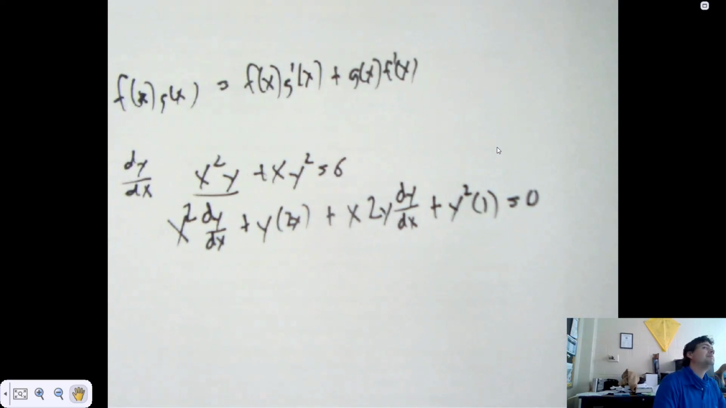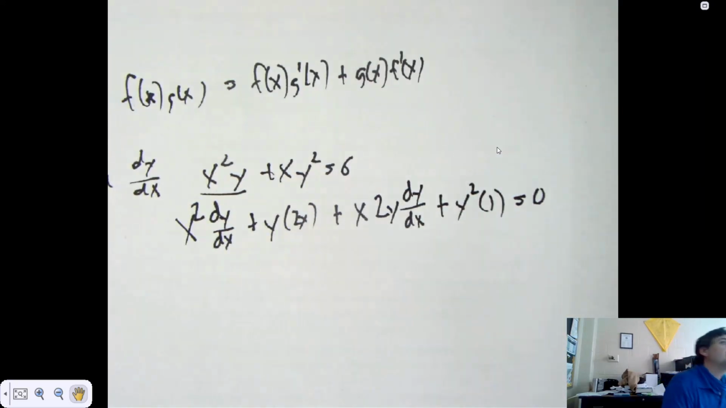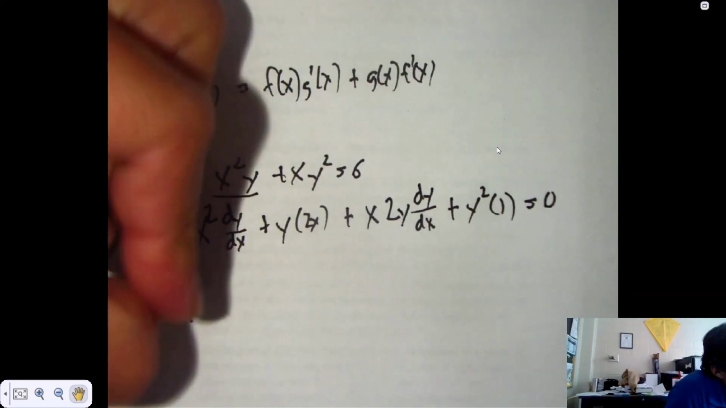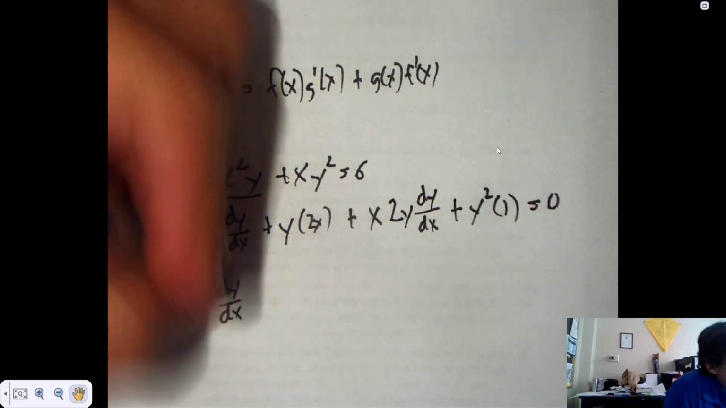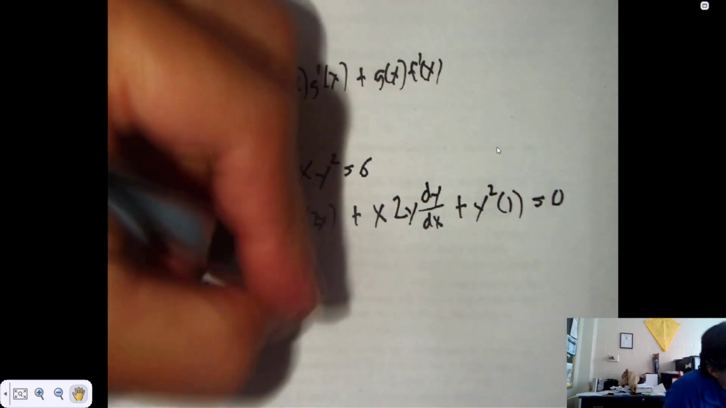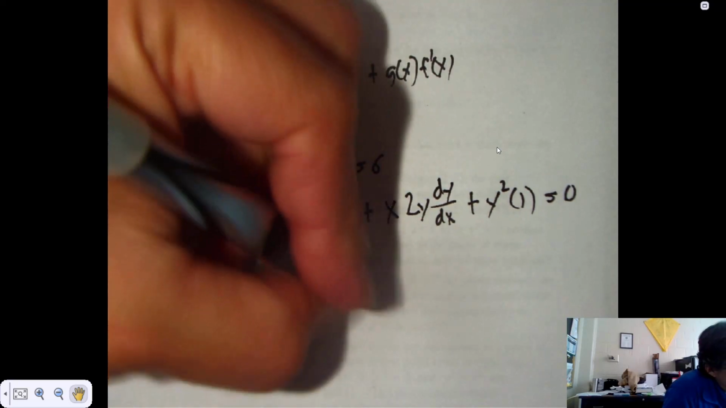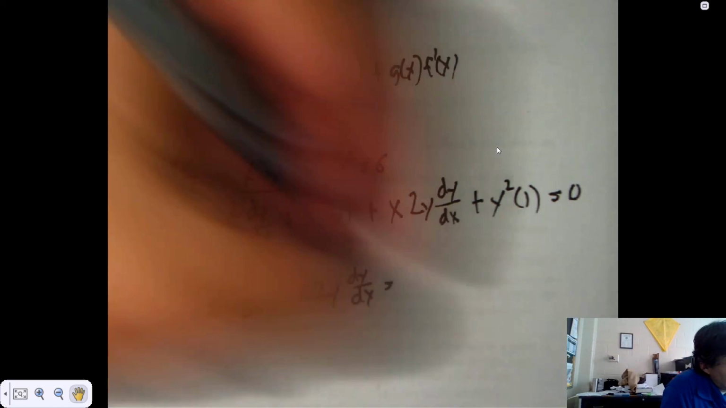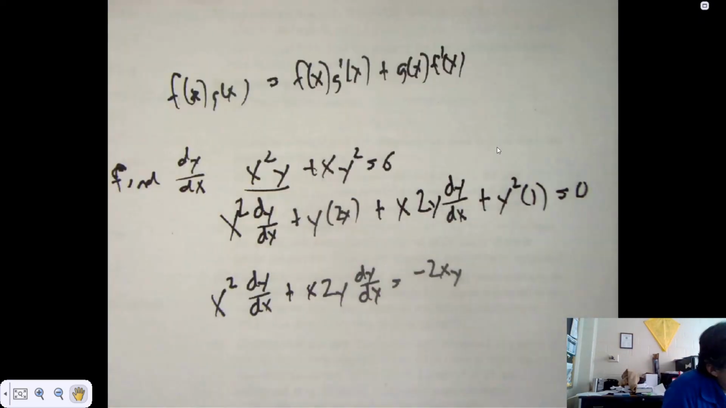That's step 1. Step 2 is to isolate dy/dx, which will probably be the easier part for this one. So x squared has a dy/dx. It stays on the left. There's this plus x 2y dy/dx that I'll leave on the left. And I'll shift everything else to the right. I'll have a negative 2xy on the right, and a negative y squared on the right.